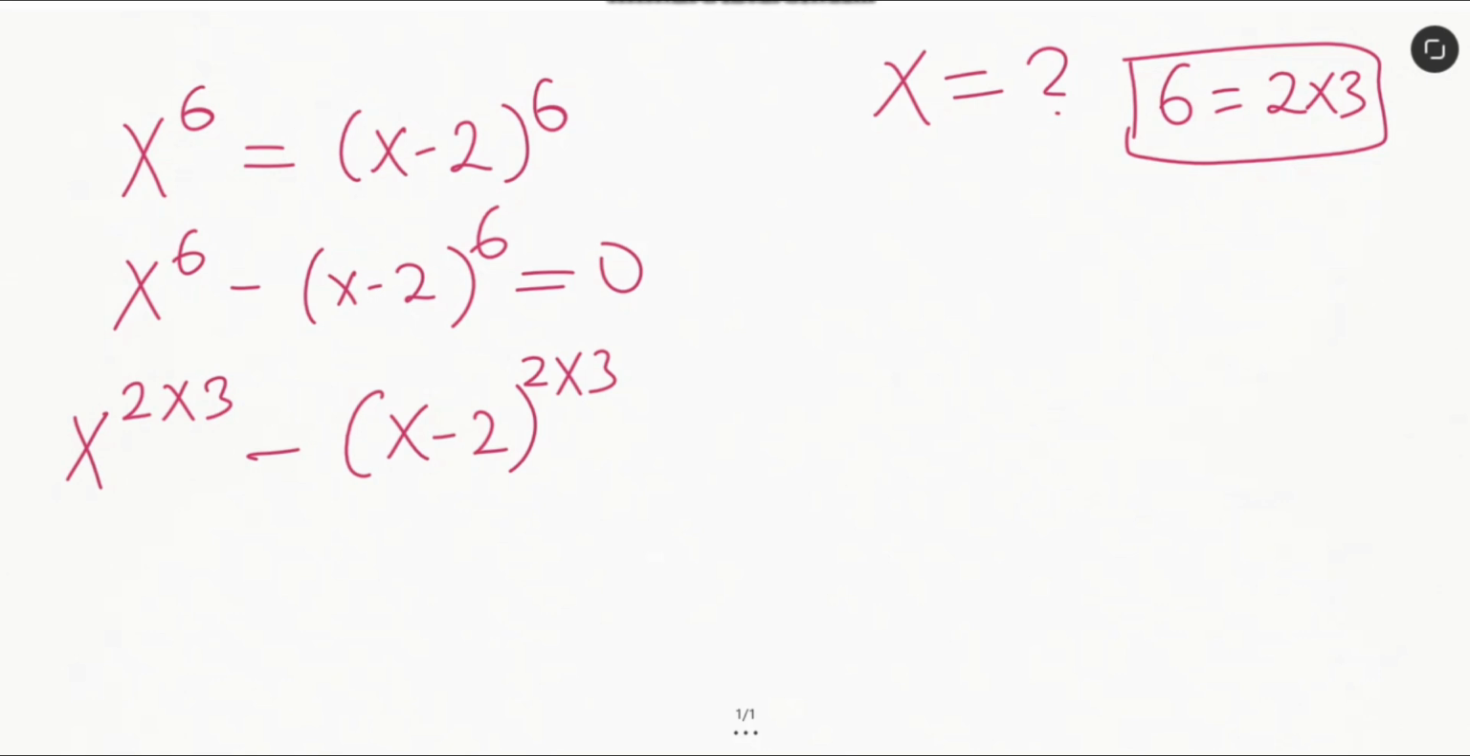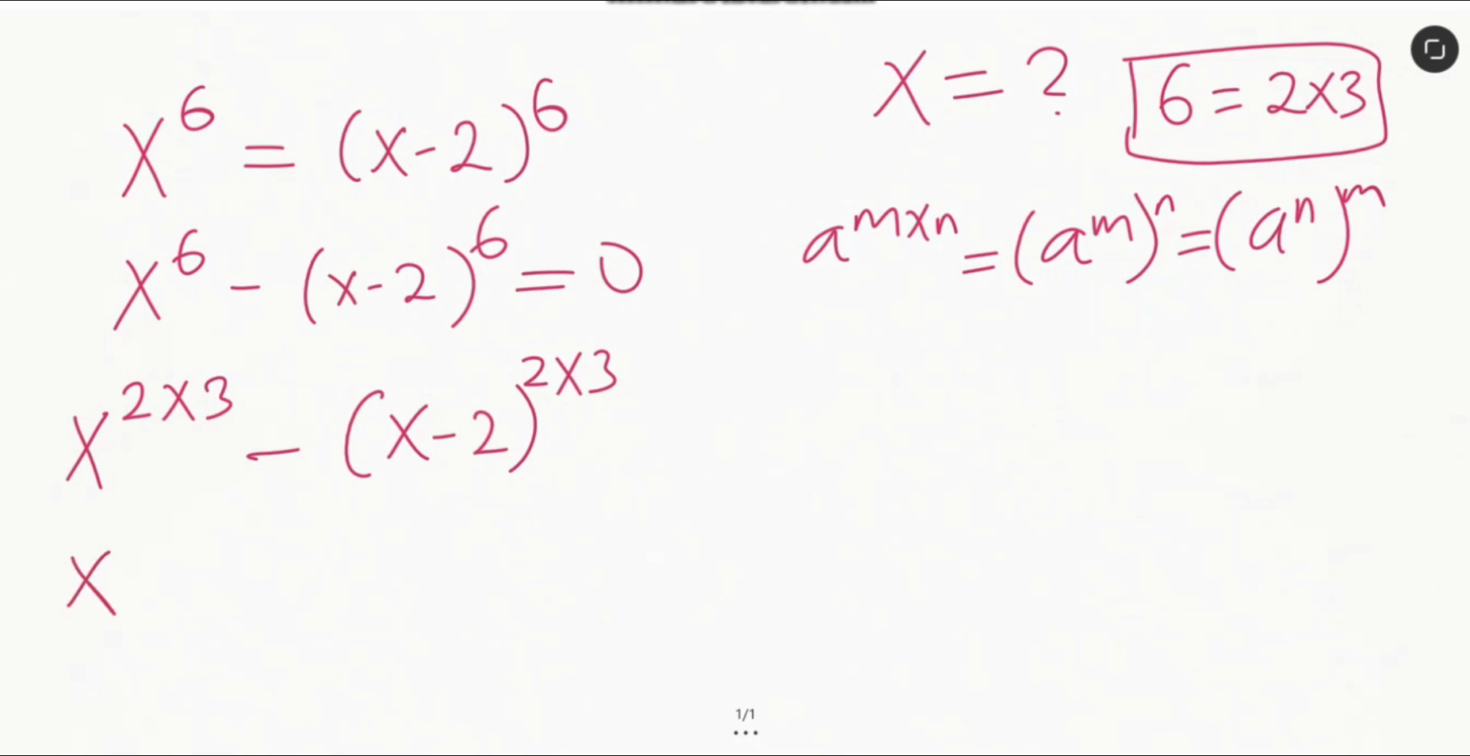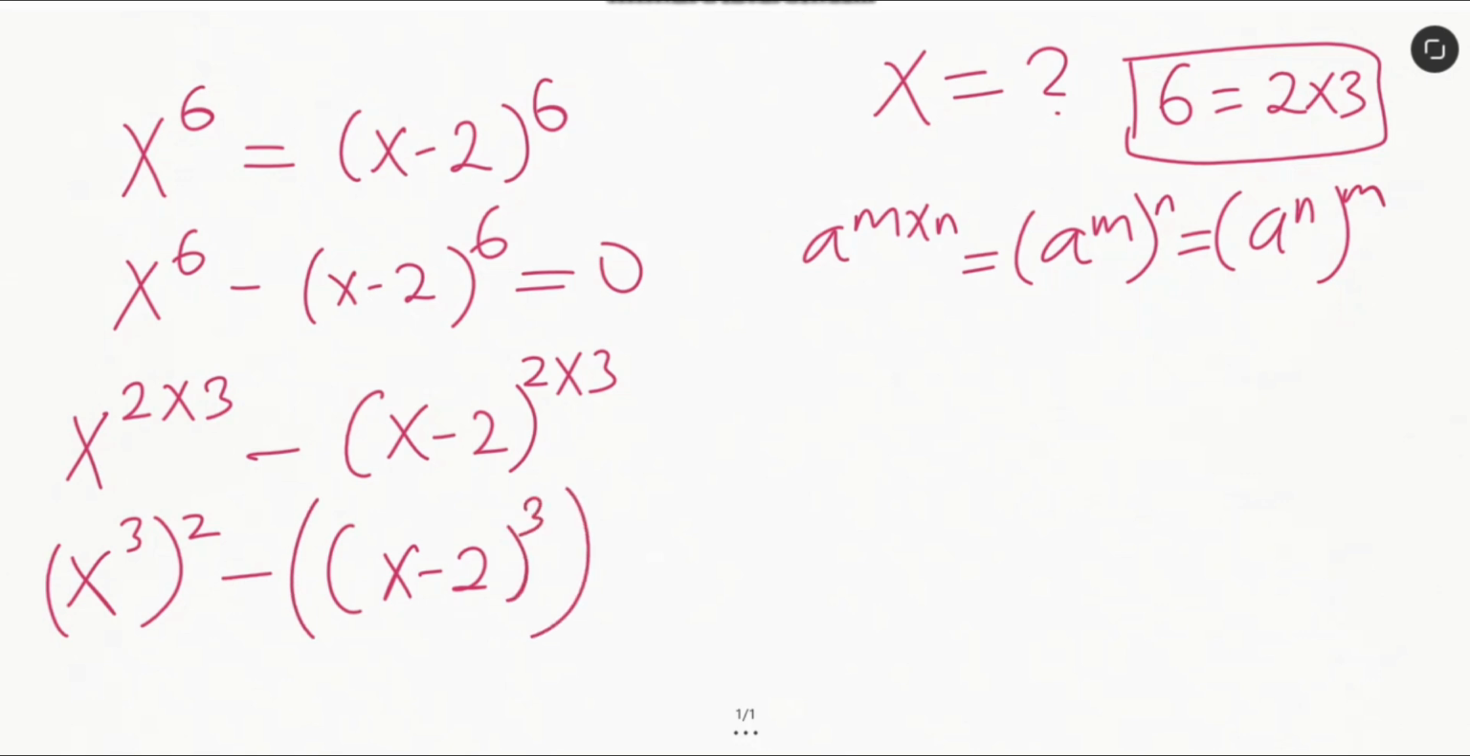Let's also recall from the law of indices that a to the power of m times n can be simplified as a to the power of m, in parentheses, to the power of n, which also equals a to the power of n, in parentheses, to the power of m. Having known this law of indices, we can write it here as x to the power of 3, all squared, minus (x minus 2) to the power of 3, all squared, still equals 0.